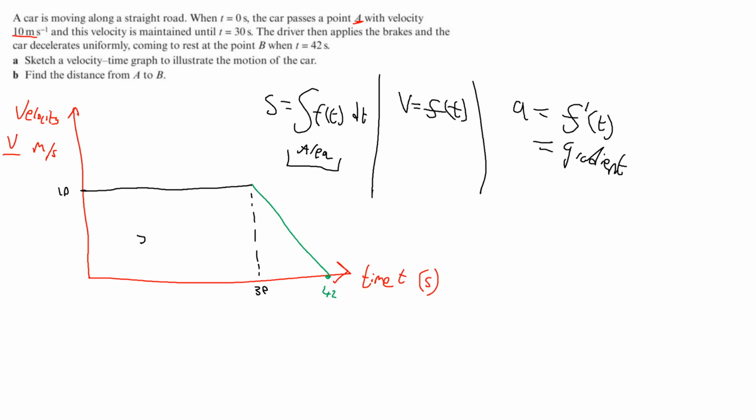10 times 30 is 300. Then 42 minus 30 times 10 divided by 2, well, that's the same as 6 times 10, which is 60. So therefore, the distance AB is equal to 360 meters. And all we did was find out the area.